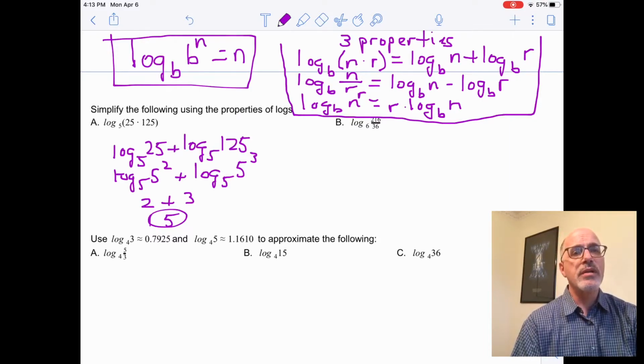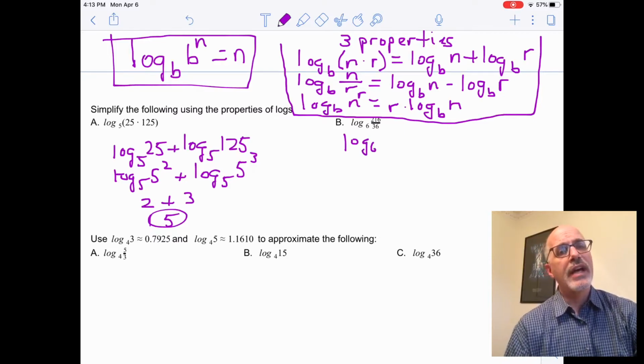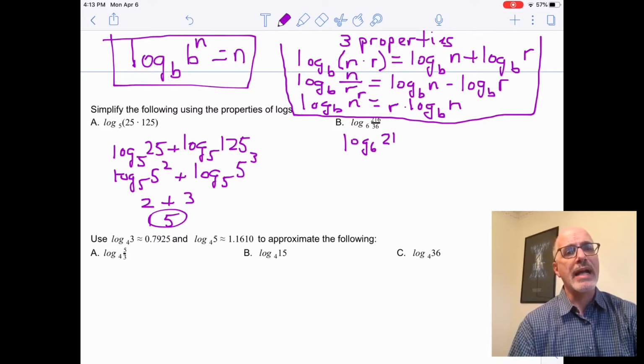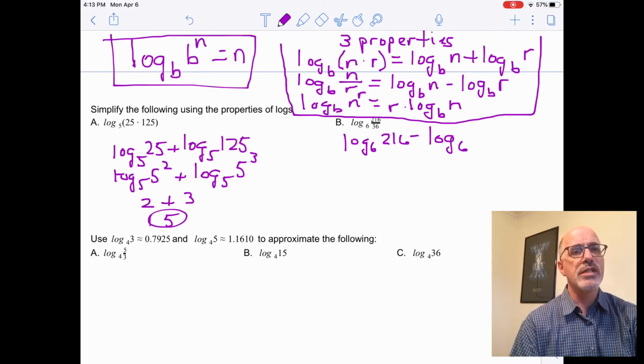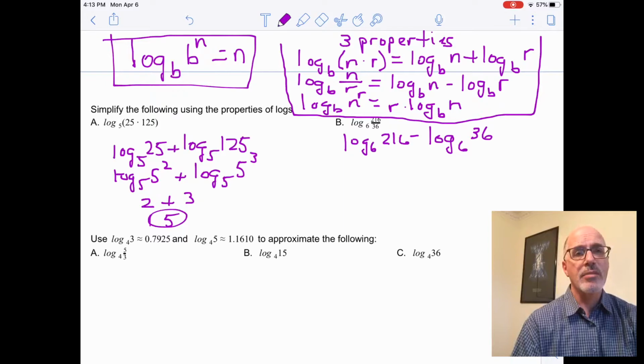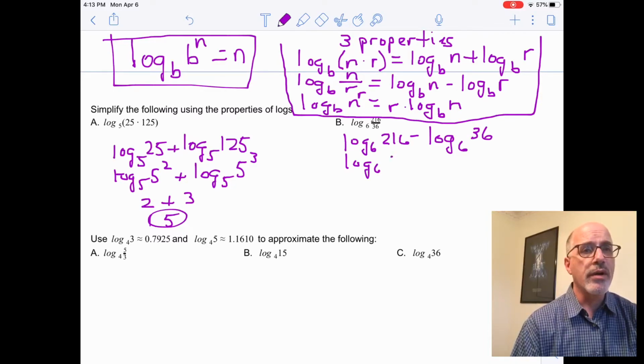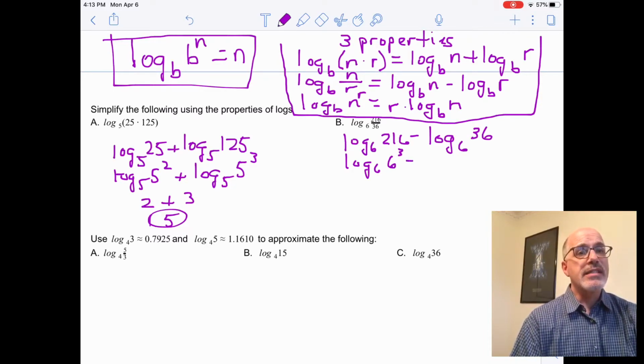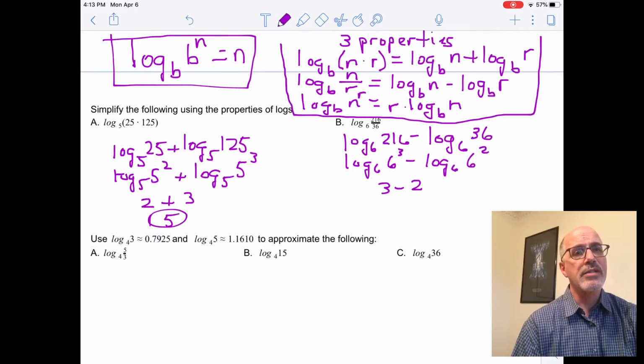Now the next one, part B, is where we've got division, so we're going to subtract the two logarithms. So take the log of the numerator, log base 6 of 216, and subtract log base 6 of 36. 216 is the same thing as 6 to the third power, and 36 is the same thing as 6 squared. Now we use our rule above, and we can just simplify it to the two exponents. 3 minus 2 gives us 1 for an answer.